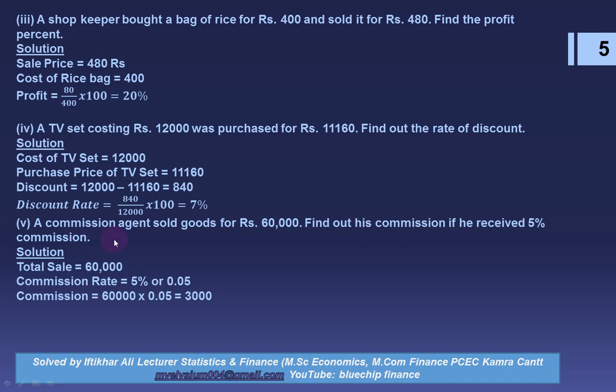A commission agent sold goods for rupees 60,000. Find out his commission if he received 5% commission. So sale price is 60,000, commission rate is 5%, or in fraction 0.05. Simply multiply these two and the commission will be 3,000.